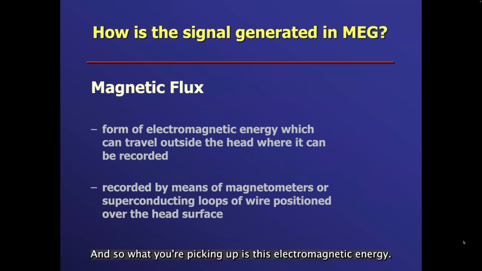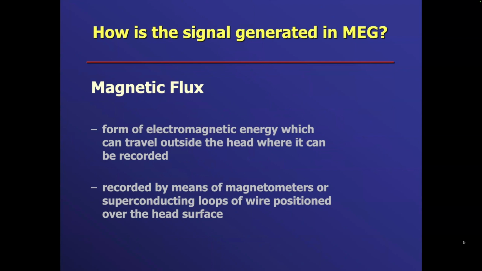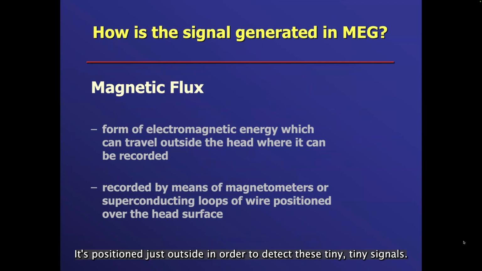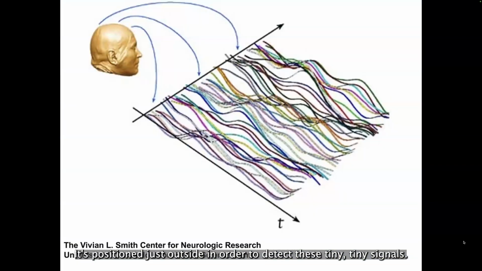And so what you're picking up is this electromagnetic energy. I'll show you a better picture of what that looks like in just a moment. But it travels outside your head where it can be recorded. And so you have these magnetometers that are based on superconducting loops, positioned just outside the head in order to detect these tiny, tiny signals. So this is the magnetic flux.